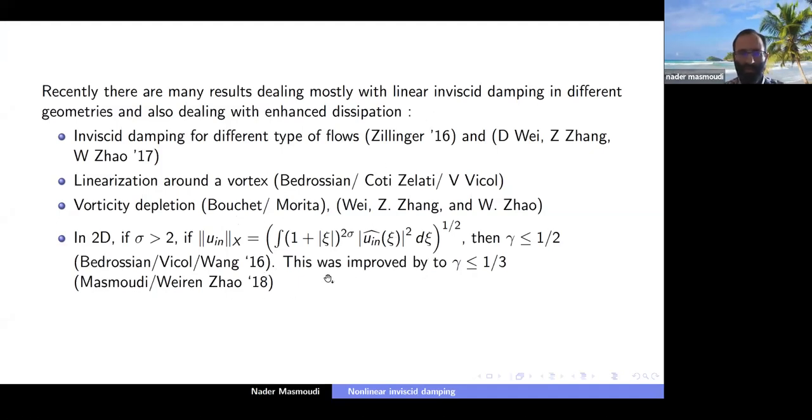I think it's becoming difficult to keep track of all the new results, but there were many results in different directions. At the linear level, for different kinds of stable flows, one can prove inviscid damping, for example in the vortex case. There were also results about what happens if one looks at the problem in Sobolev space.